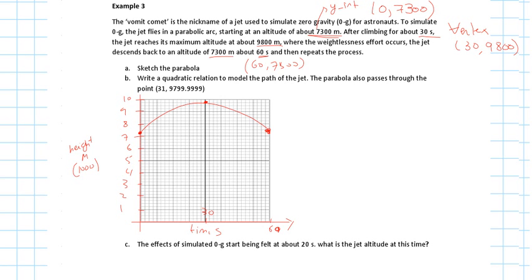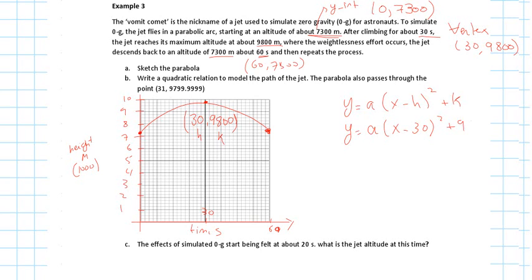Okay. Now, if I'm looking at write a quadratic relation to model the path of the jet, where do I start? The vertex form. So y equals a(x minus h) squared plus k. What's my vertex? 30 and 9,800. So this is going to be h, this is going to be k. So it's going to be a(x minus 30) squared plus 9,800.